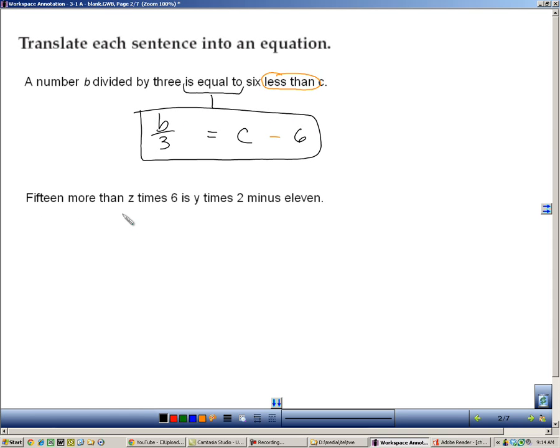Second one, 15 more than z times 6 is y times 2 minus 11. Well, here's "is" again, so that'll represent equals. So on the left, we're going to go 15 more than z, which means we're going to start with z, and then we're going to add 15 to that to be more than. And then on the right side, y times 2 minus 11. Well, even though it says y times 2, we typically write that as 2y, because we always write the number in front of the letter when we multiply, and then minus 11.